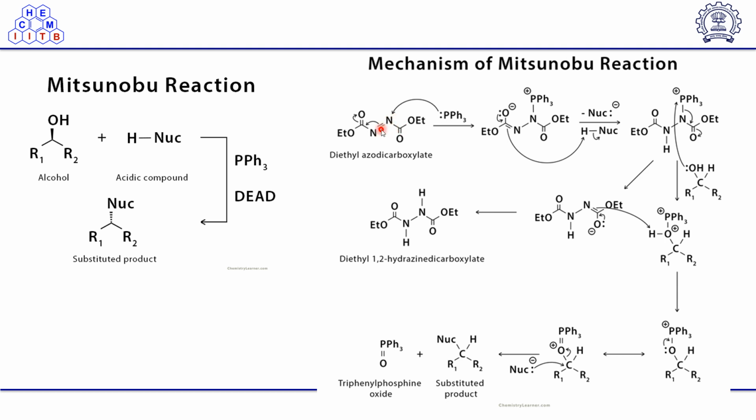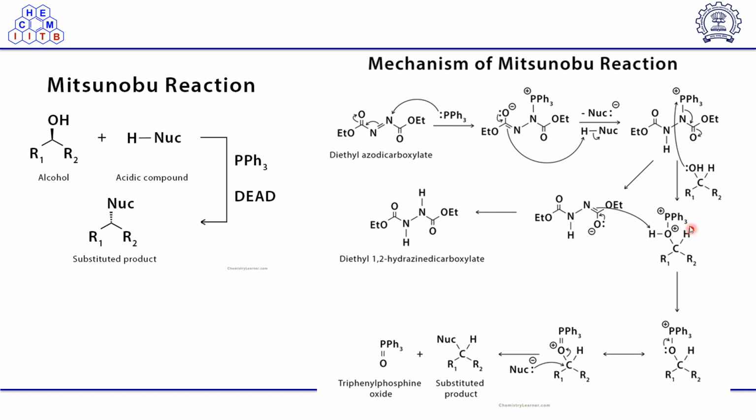Then this nitrogen will abstract this proton from this nucleophile, generating this free nucleophile, and this compound will be forming. Then our alcohol will take up this PPh3 due to its affinity towards phosphorus, and we will get this byproduct. And then again this nitrogen will take this proton from this alcohol compound, and we will get this as the major byproduct, that is diethyl 1,2-hydrazinedicarboxylate.